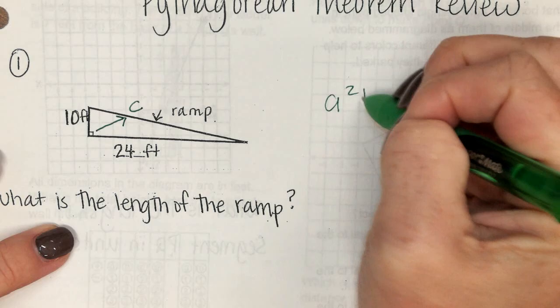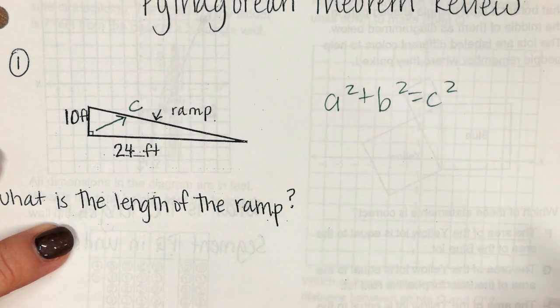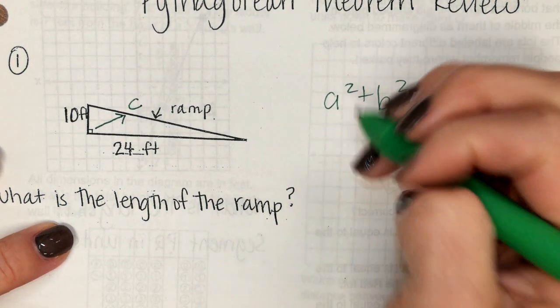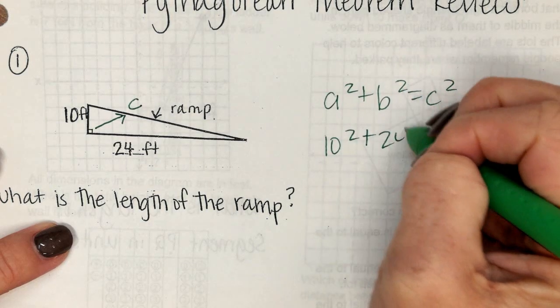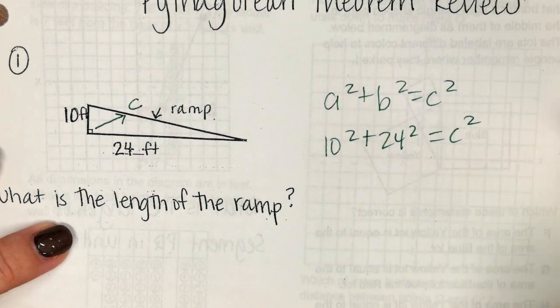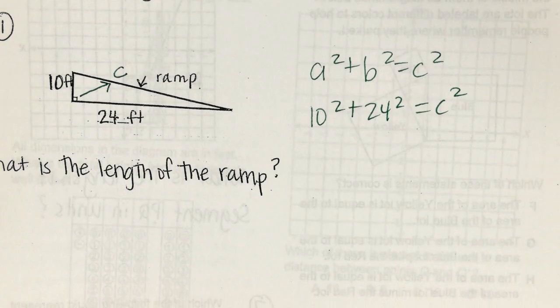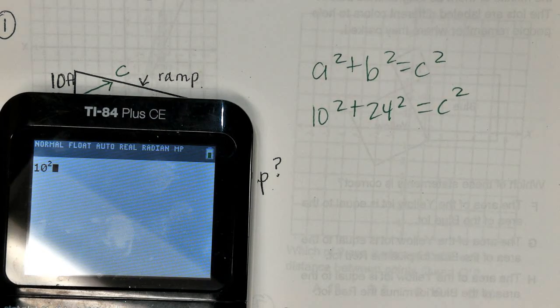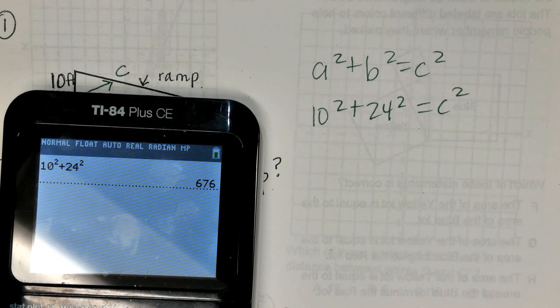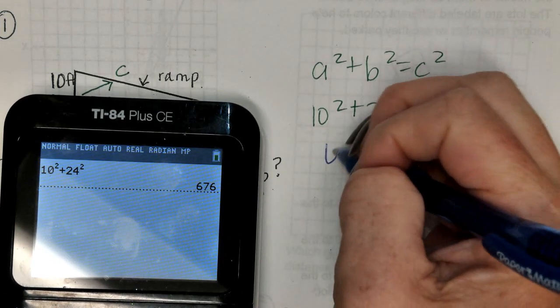So in a squared plus b squared equals c squared, the 10 can be the a or the b. It doesn't matter. Same thing with the 24. Okay, do I add or do I subtract? I add. So I'm going to do 10 squared plus 24 squared, which is 676.